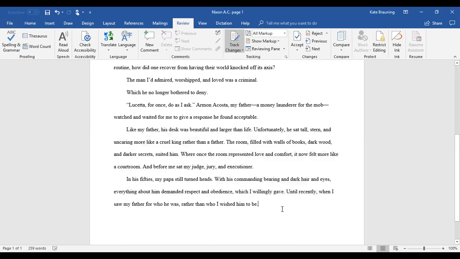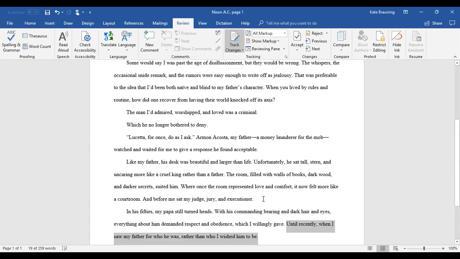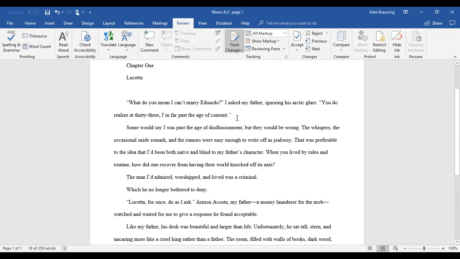And in fact, the material about her dad, where she's talking about how until recently, she saw him for who he was rather than who I wished him to be. That's really compelling. I would say so far that's the heart value on this page, rather than her being told she can't marry Eduardo.